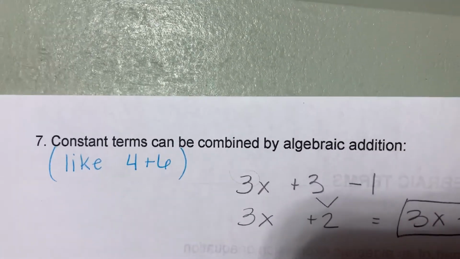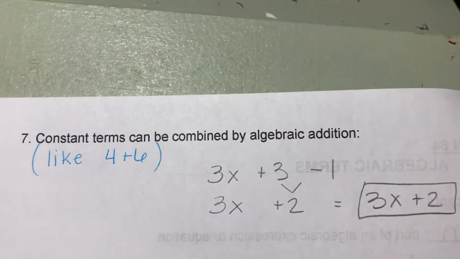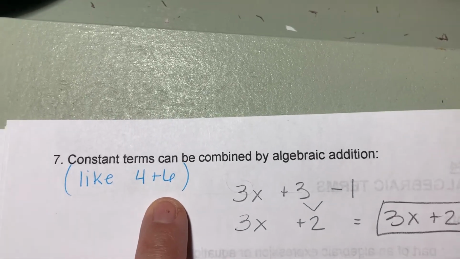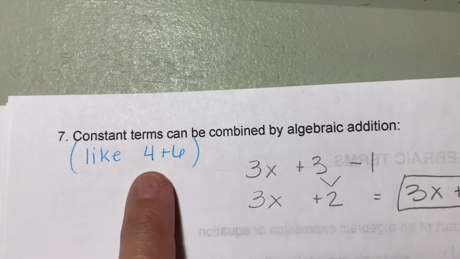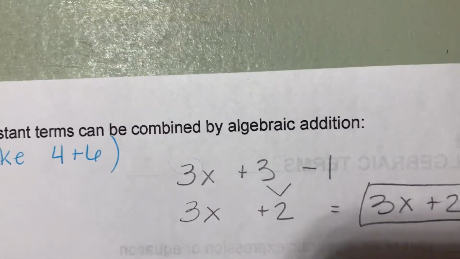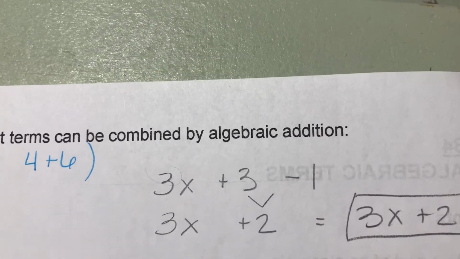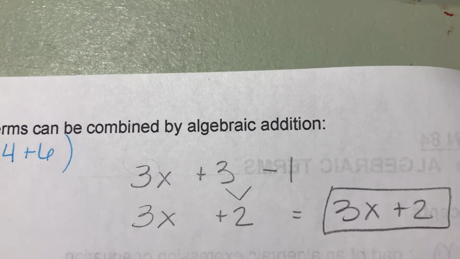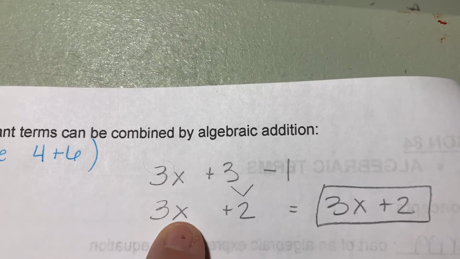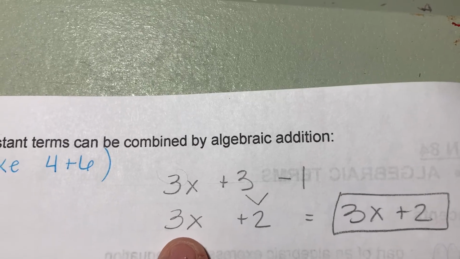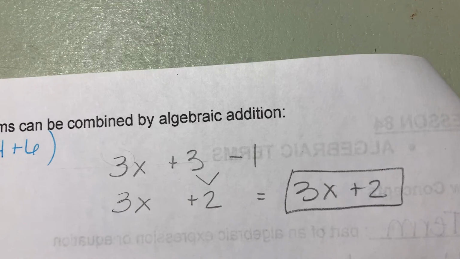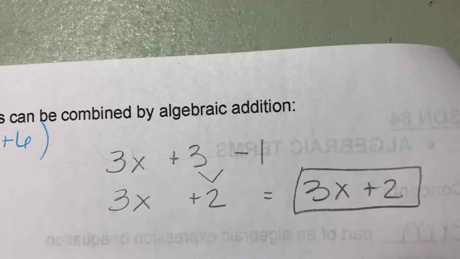Constant terms can be combined by algebraic addition, and we've been practicing that. Like when we add 4 plus 6, or let's say it was 4 minus 6, we could combine or simplify those two. So here's an algebraic expression, 3x plus 3 minus 1. We look at it and go, okay, the 3x doesn't have anything to add to it because we can only add like terms. But the 3 minus 1 becomes plus 2. So we end up with 3x plus 2, and you'll see some examples.